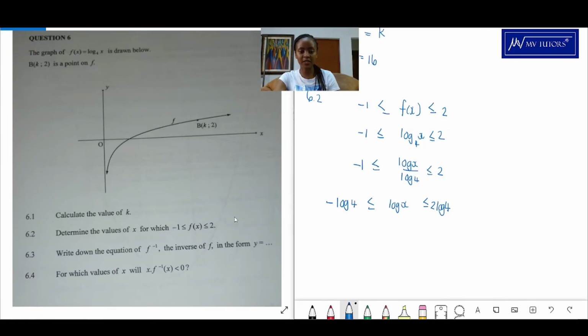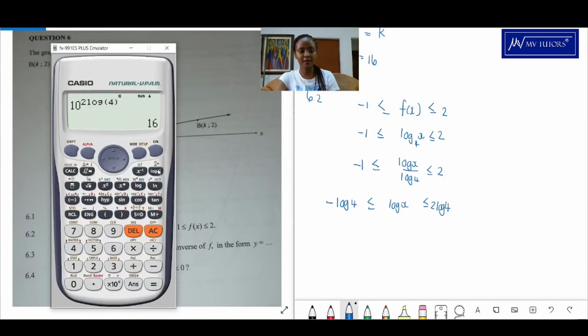Because I want to get rid of these logs, on the ends we can actually get the values there. Negative log 4 is actually negative 0.602, and I have log x. On this side, 2 log 4 gives me 1.204.